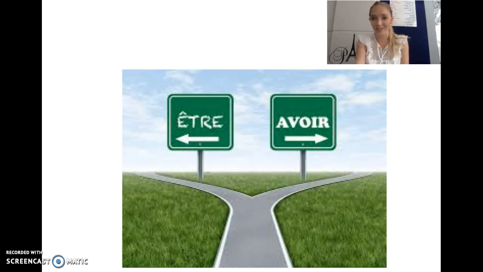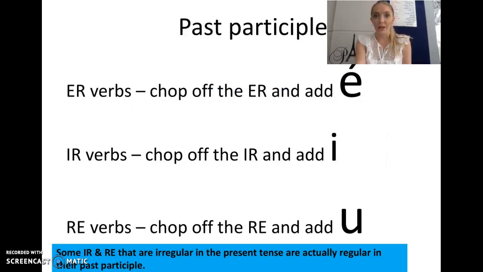You cannot mix them up. Okay, what's the past participle? It's actually quite simple. All you have to do is chop off the ER and add this É with an accent for ER verbs. IR, chop off the IR and add the I. RE verbs, chop off the RE and add a U.